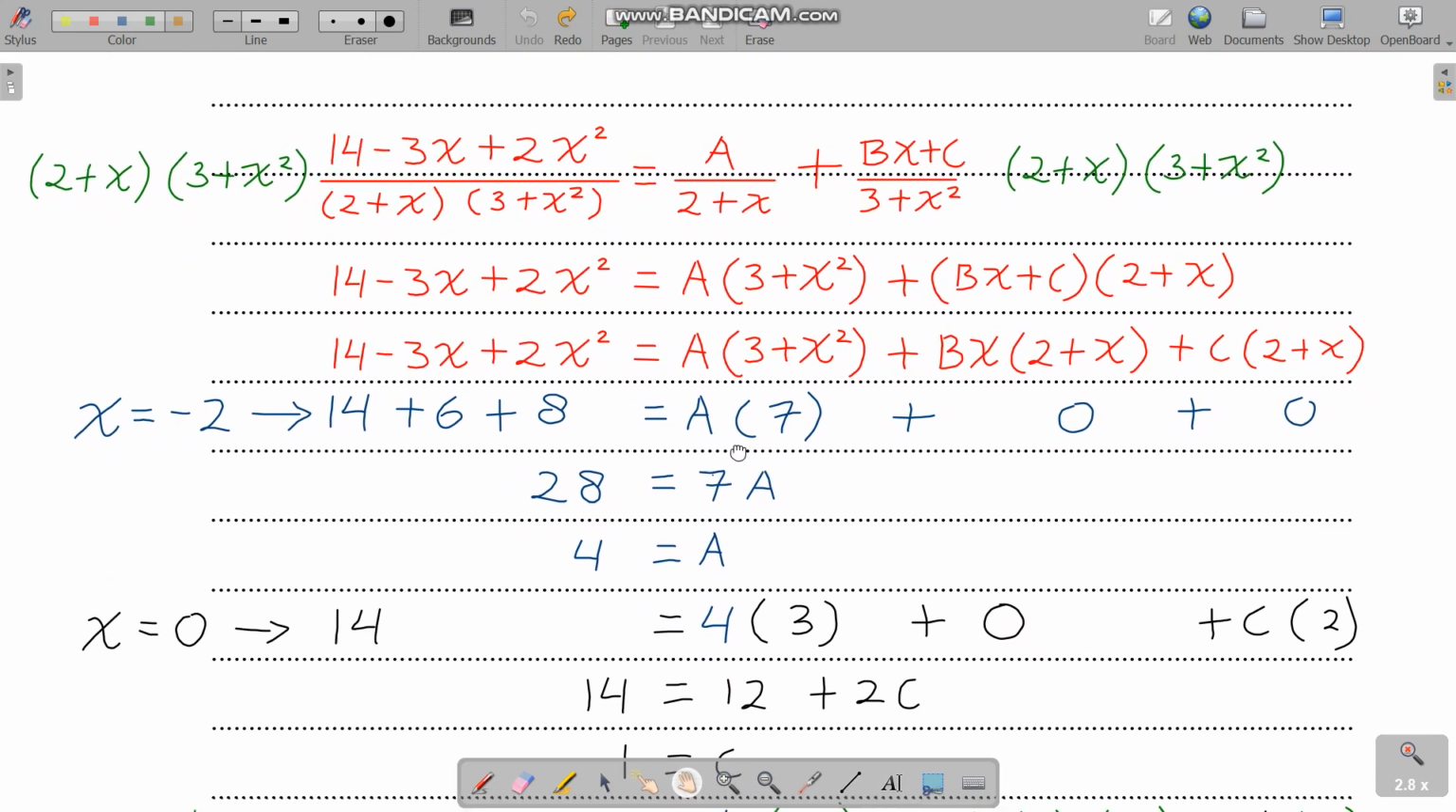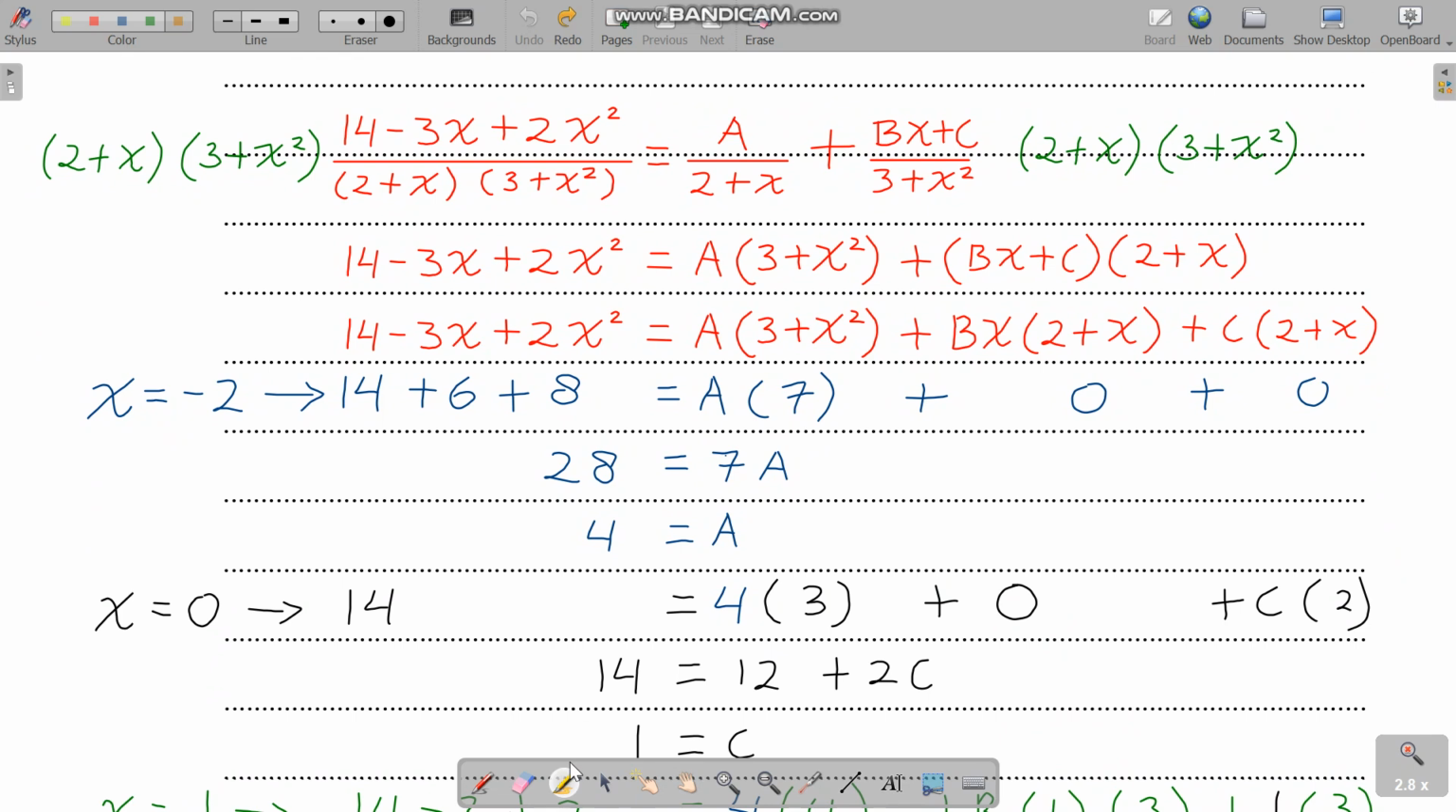So to do the partial fractions decomposition, we need to identify the forms we need to use based on the factors in the denominator. So because of the 2 plus x, this is simple linear. We use a constant divided by that factor. And for this 3 plus x squared, we use the third form, the unfactorizable quadratic form. So we have to use something linear divided by that factor.